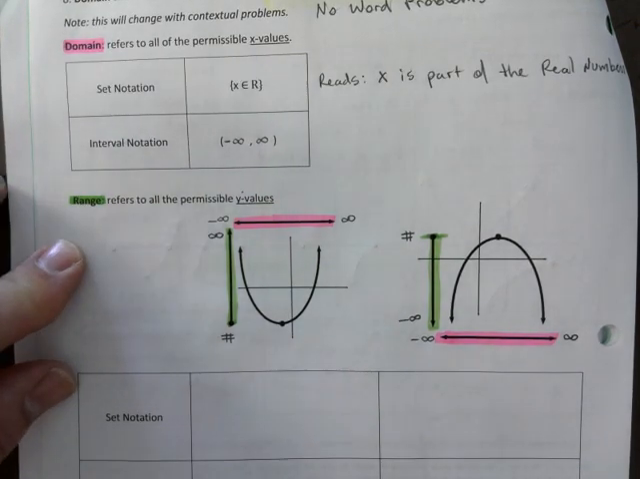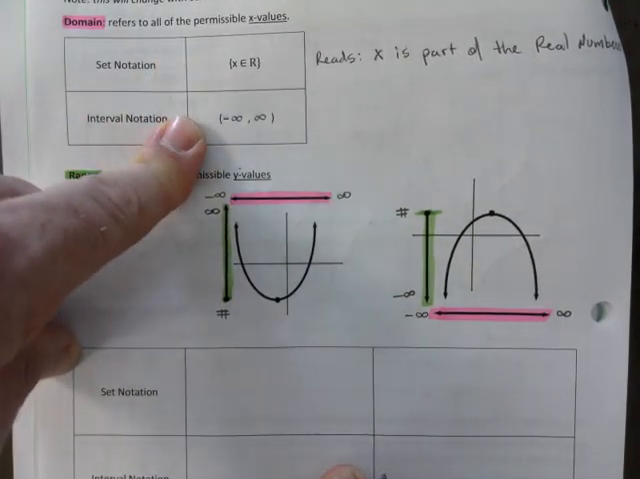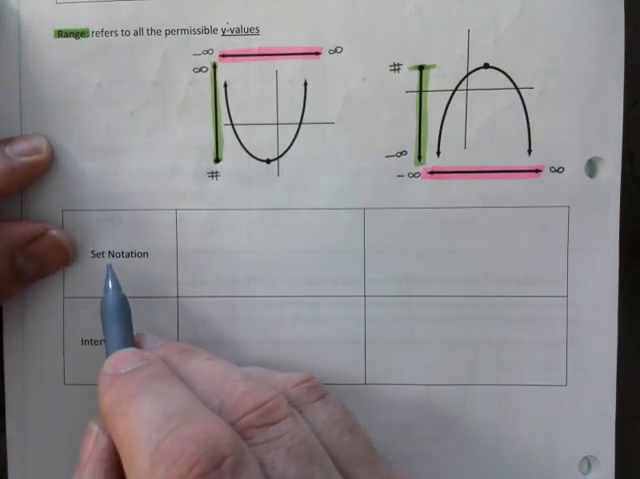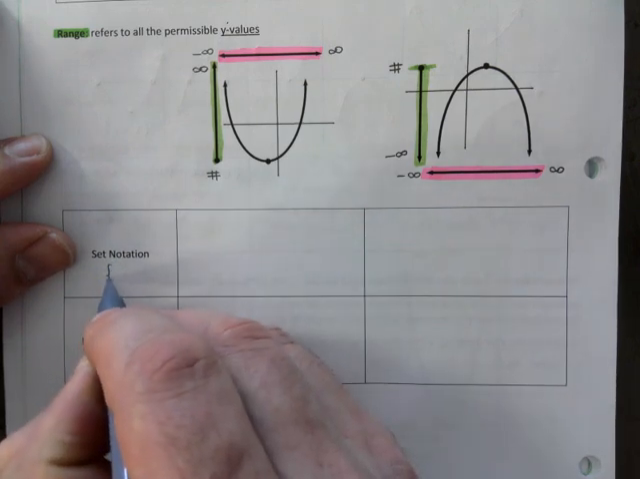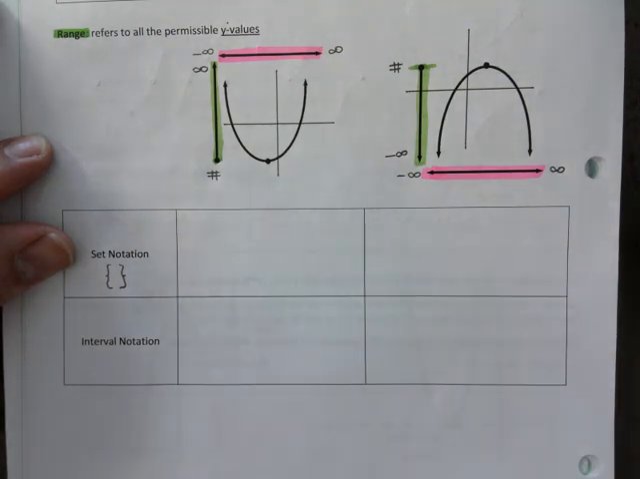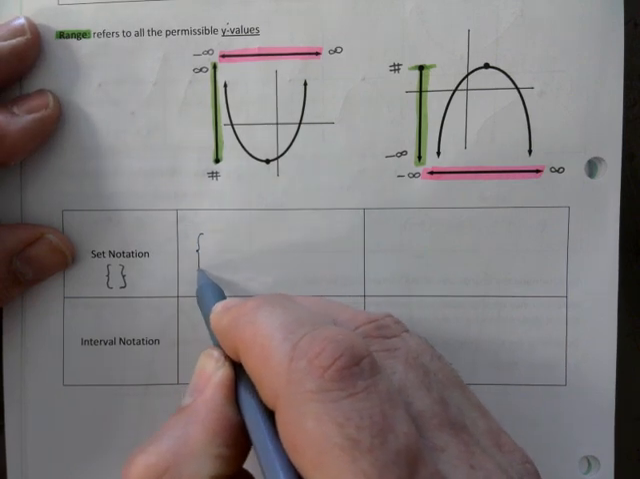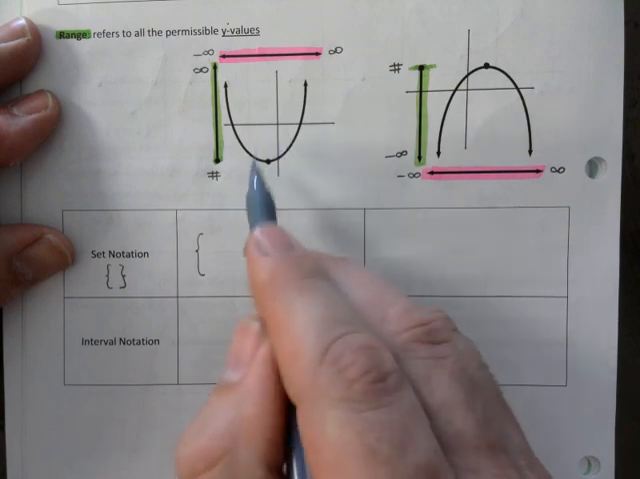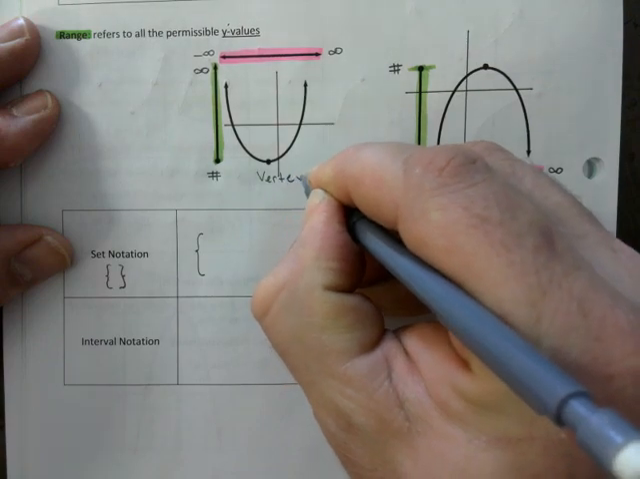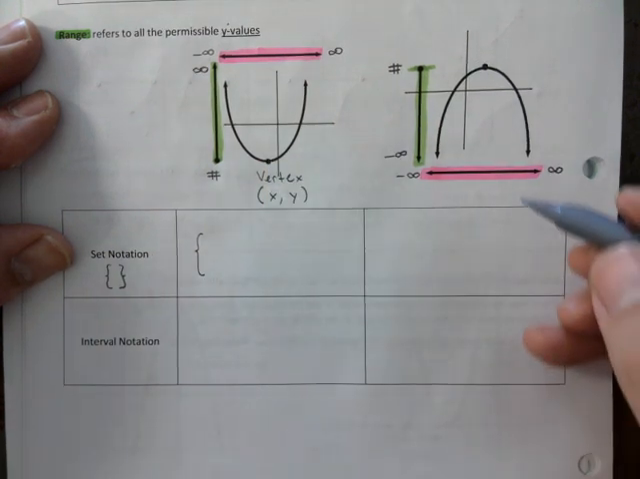So I need to clarify range here, because domain is going to be the same for now. It's always going to be this. Range is a little different, so watch here. Set notation always needs to have the squiggly brackets, I call them. I don't know what the official name is, so I'm just going to call them squiggly brackets. So for set notation, you're going to go like this. When it's this scenario here, remember that this dot here represents the vertex, which is x, y. It's a specific point.